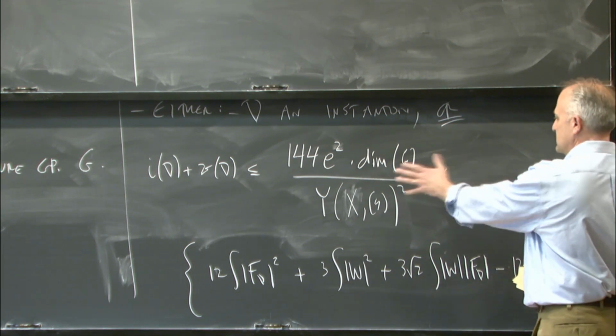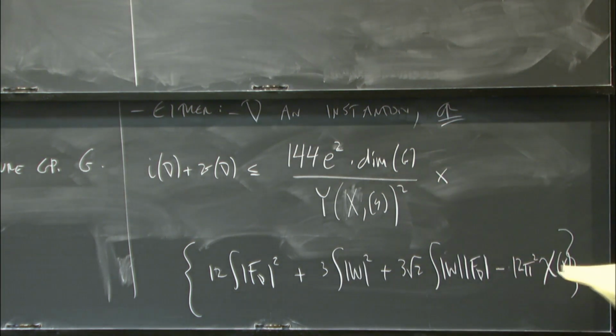So again, everything in sight is conformally invariant. And this tells you that if you have large index plus nullity, then you must have large energy.